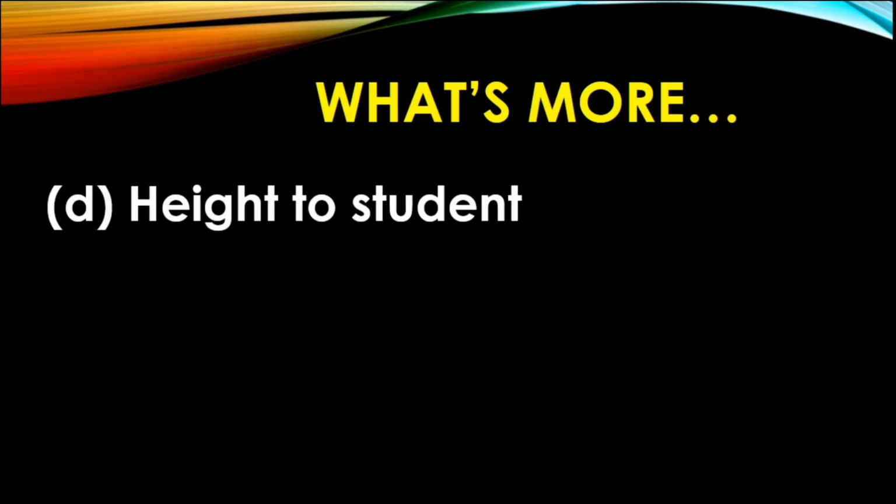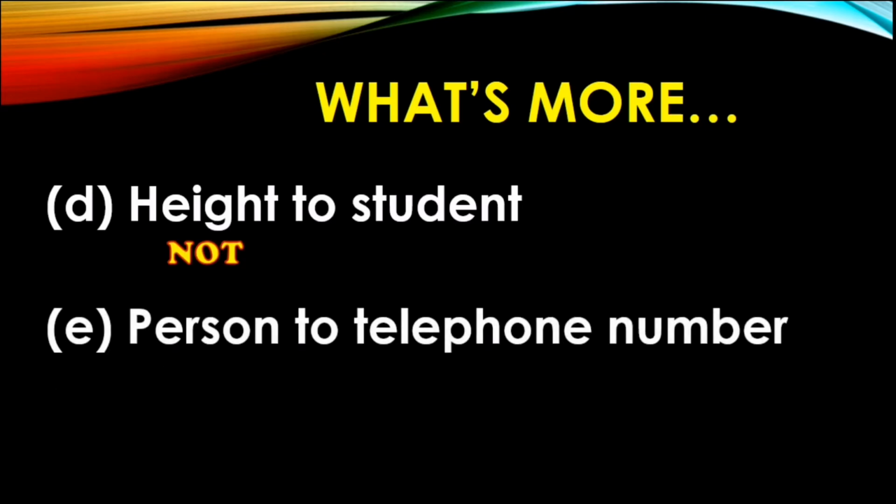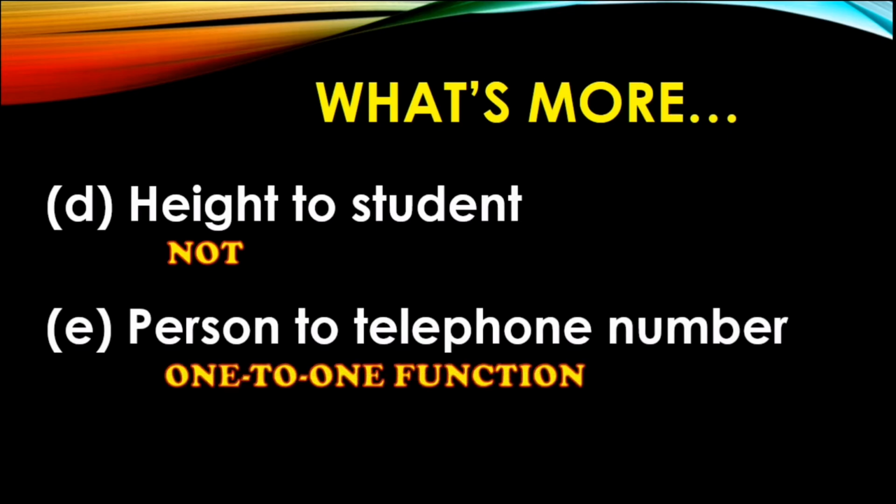Letter D, height to student. This is not a function. Why? Because heights of students can be the same. Next, person to telephone number. This is a one-to-one function.